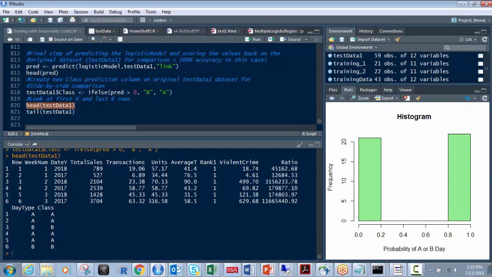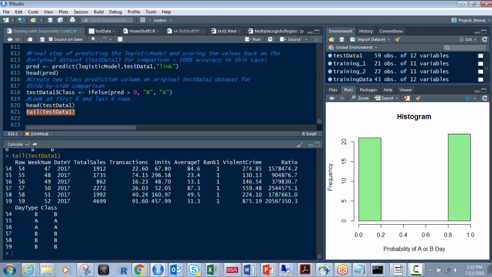Okay, that's just the head. Let's look at the tail, the bottom 6, right? Boom, BB, AA, BB, BB, BB. 100% match. So this matches up with what we saw earlier.